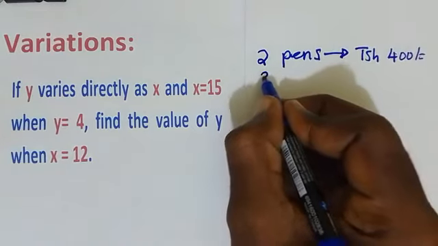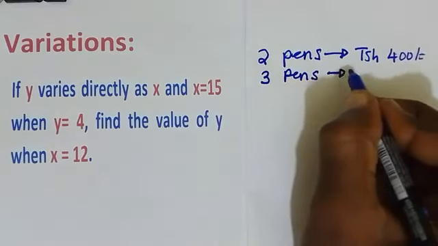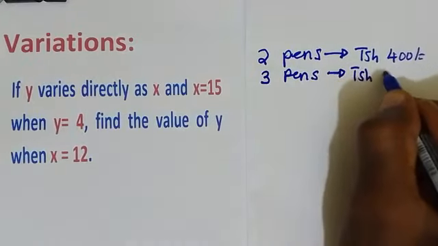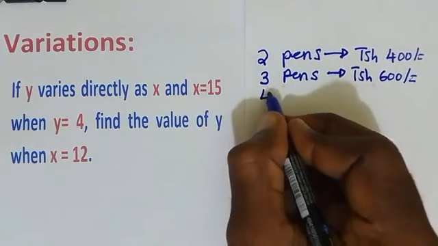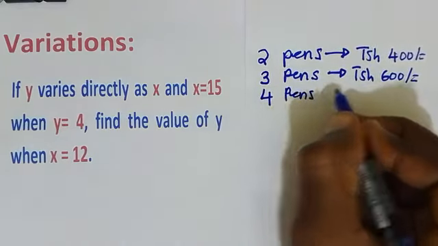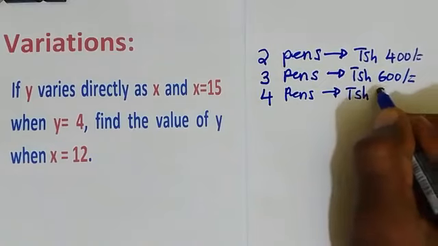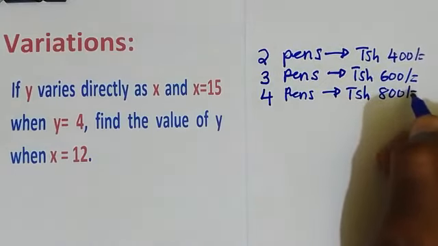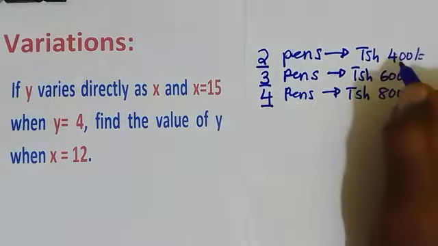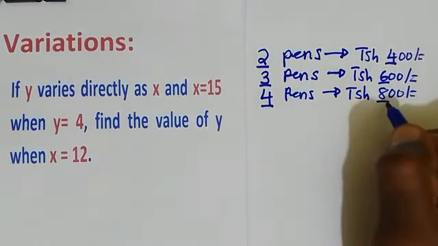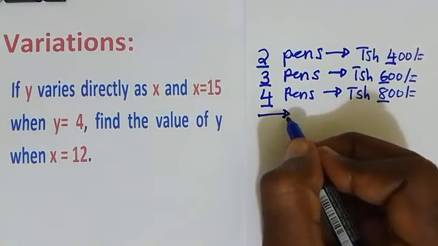If I buy 3 pens, it costs me Tanzanian shillings 600. If I buy 4 pens, it costs me Tanzanian shillings 800. As you can see, if I increase the number of pens, the cost of buying these pens also increases. This is an example of direct proportional variation.